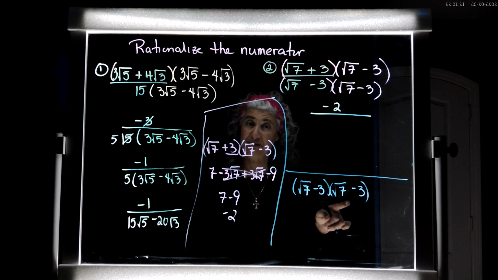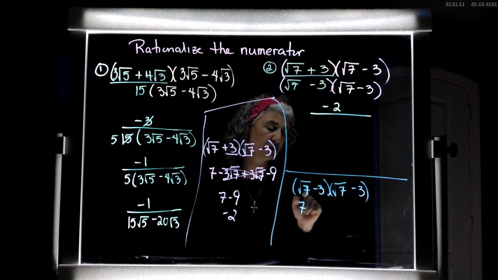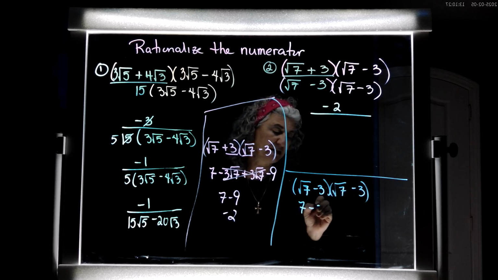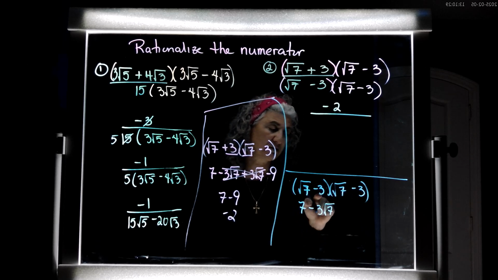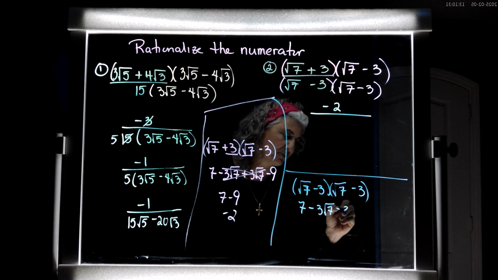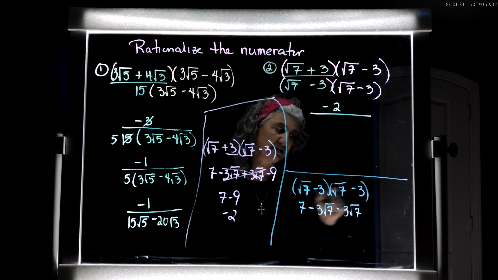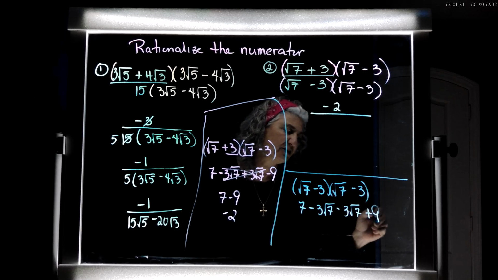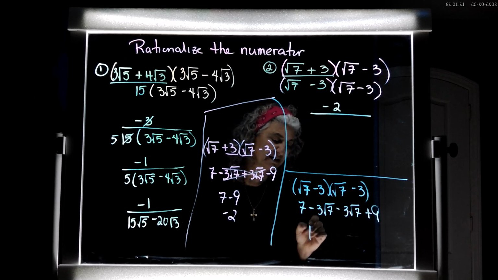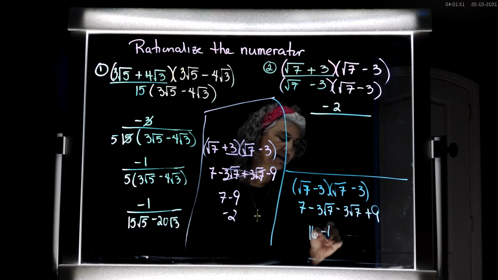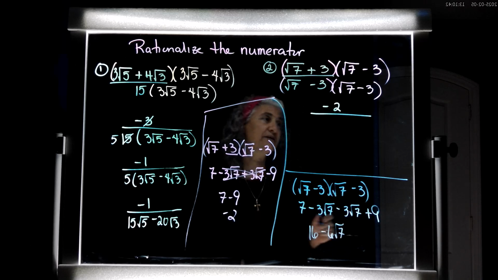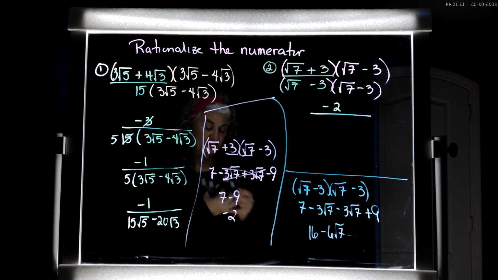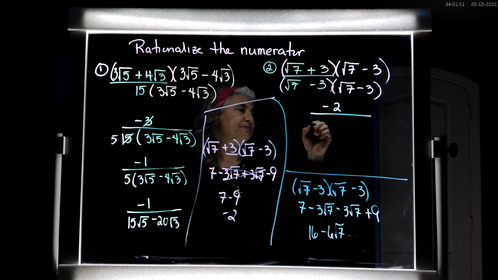So square root of 7 times itself, 7. Yep, minus 3 square root of 7, minus 3 square root of 7, plus 9. Good. So we have 16 minus 6 square root of 7. Good, good, good. Excellent.